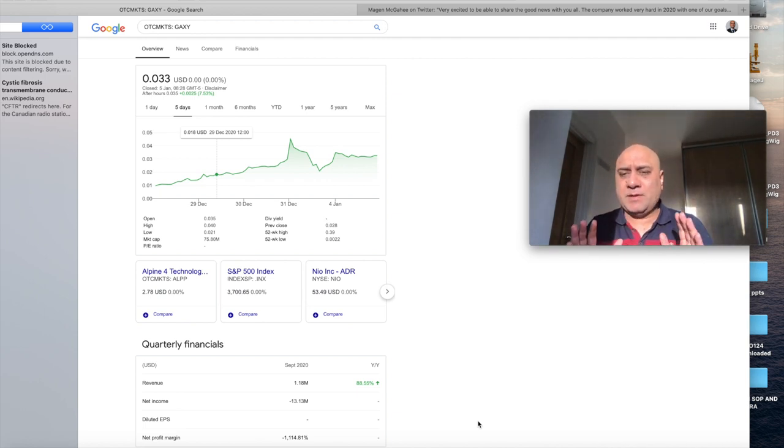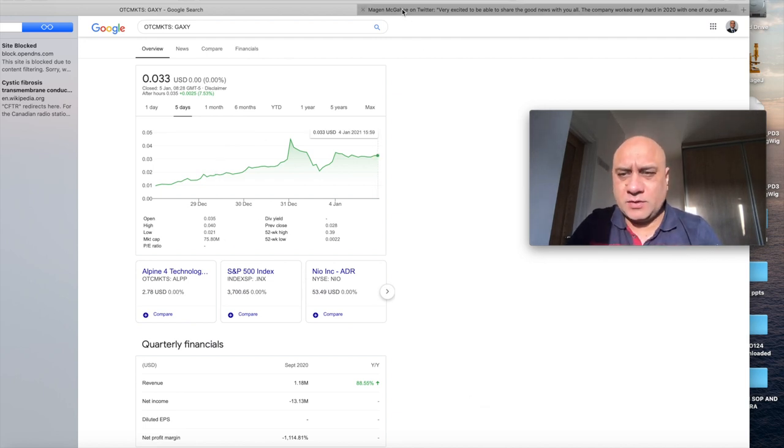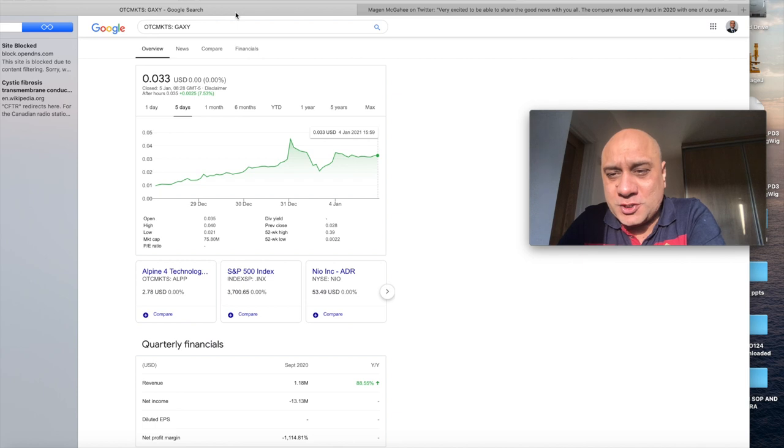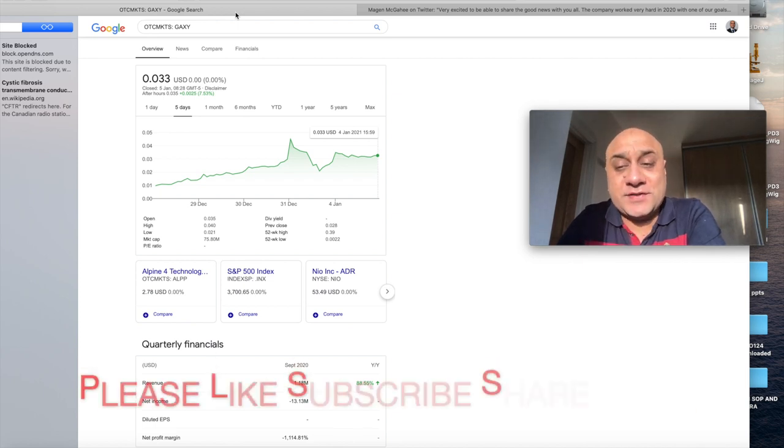So the most exciting news for the moment is if you look at one of the tweets of the CFO, here it is. They are very excited to share the news that the balance sheet is clean. There is a reason why I'm bringing you this. If people have short-term memories, history does repeat itself.